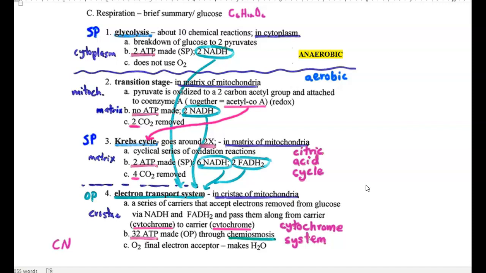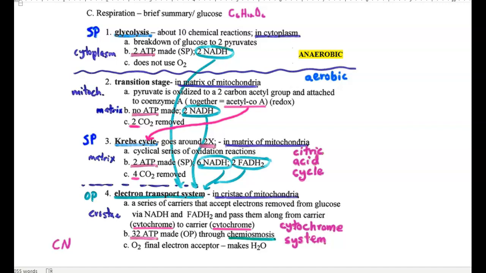As a result of going around twice, it's going to make 2 ATPs through substrate phosphorylation, 6 NADHs, 2 FADH2s. These electron carriers go to the electron transport system. 4 carbon dioxide are going to be formed. So now, in aerobic respiration, glucose is completely broken down.